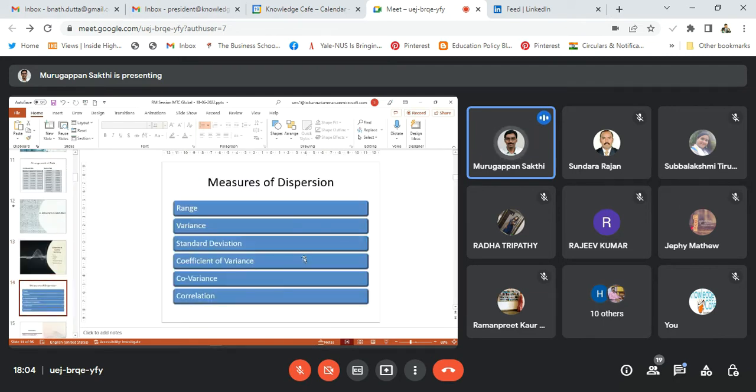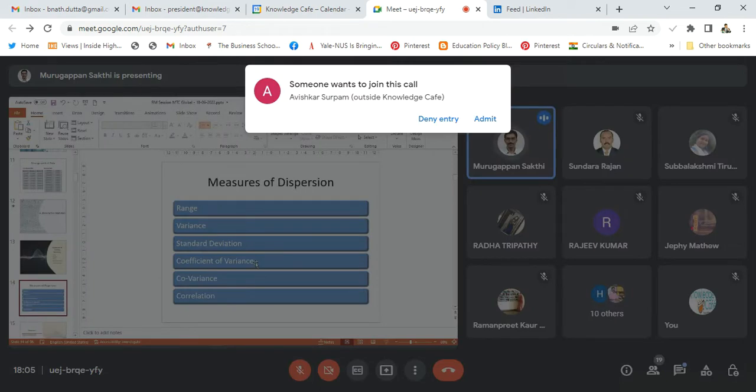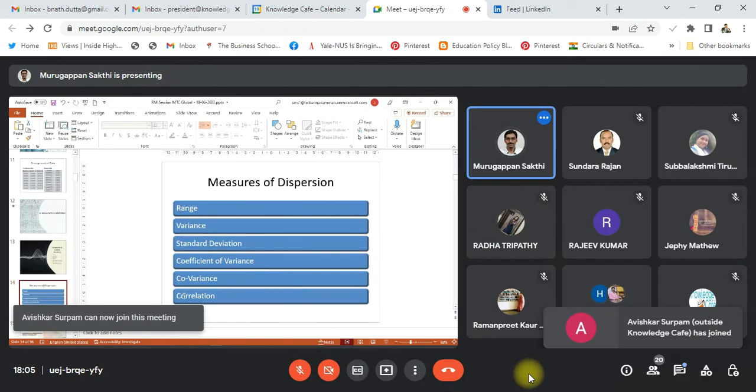As far as dispersion is concerned, range, variance, standard deviation, and coefficient of variation are all for single variables. Covariance and correlation are for two variables. Standard deviation is an absolute measure. Covariance and coefficient of variation are relative measures. Yesterday we saw an example of relative measure and absolute measure. Both measures are supposed to be read together, otherwise we may be misled. Right. Coming to correlation, it is a standardized measure of the covariance.